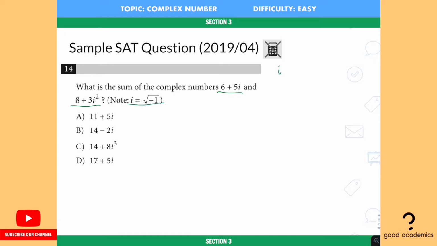First, they tell you that i is equal to the square root of -1. Very generous, so that you don't think of i as a variable. It tells you very specifically that i is a complex number, the square root of -1.